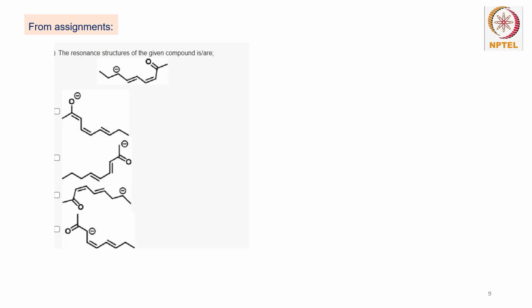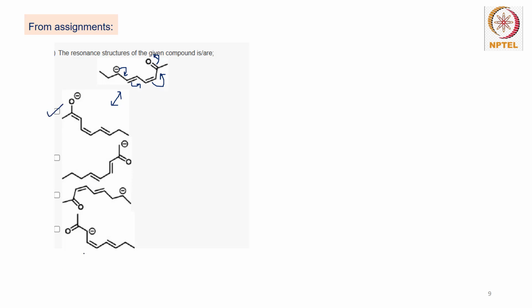Okay, let's solve. The resonating structure will be conjugating. So if this electron comes here, this bond goes here, and this bond goes here, which structure will we get? We will get this one. See, this bond is coming here, this pi electron is coming here, this bond is coming to this position. So this will be one of the answers.